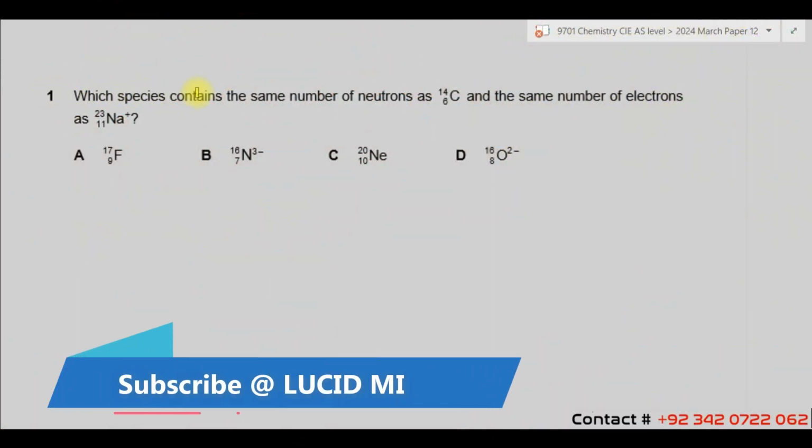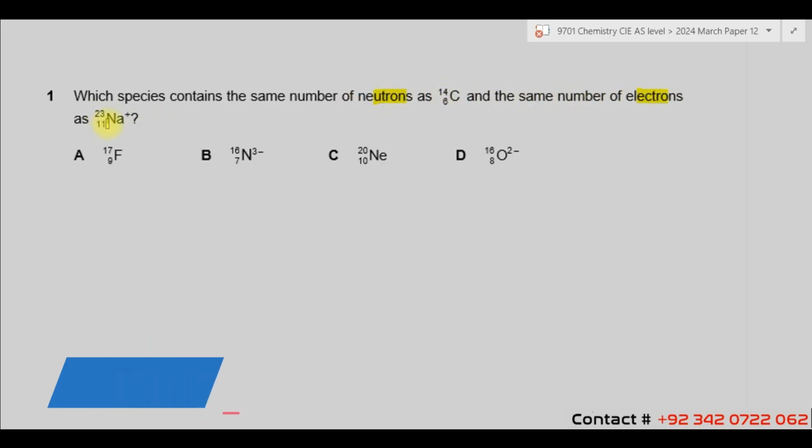Question 1. Which species contains the same number of neutrons as carbon 14-6 and the same number of electrons as sodium 23-11 positive? Number of neutrons is mass number minus atomic number, so 14 minus 6 is 8 neutrons. For the number of electrons, we have to look at the atomic number. Atomic number is 11, so there must be 11 protons. As we have a positive charge, 1 electron is lost. So 11 minus 1, 10 electrons.